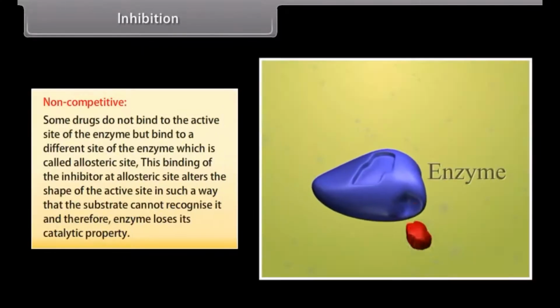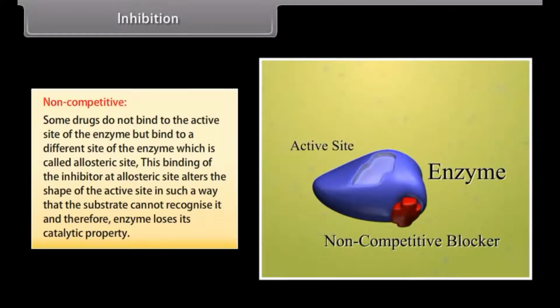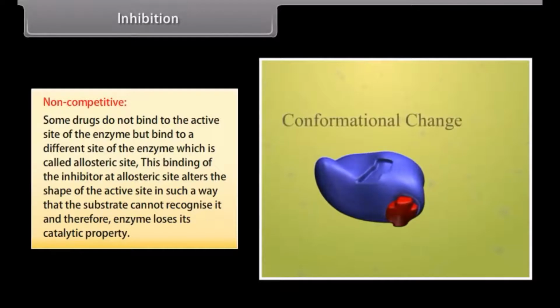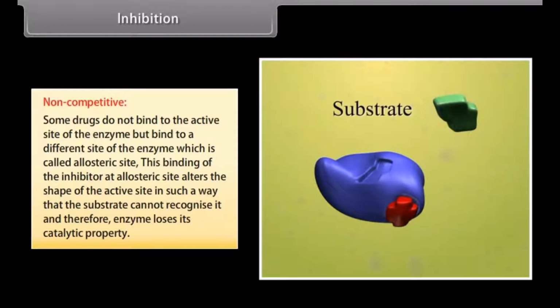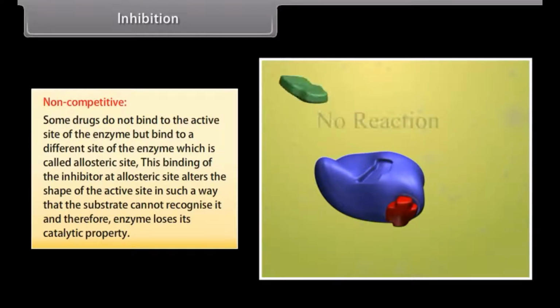Non-competitive. Some drugs do not bind to the active site of the enzyme, but bind to a different site of the enzyme, which is called allosteric site. This binding of the inhibitor at allosteric site alters the shape of the active site in such a way that the substrate cannot recognize it, and therefore enzyme loses its catalytic property.